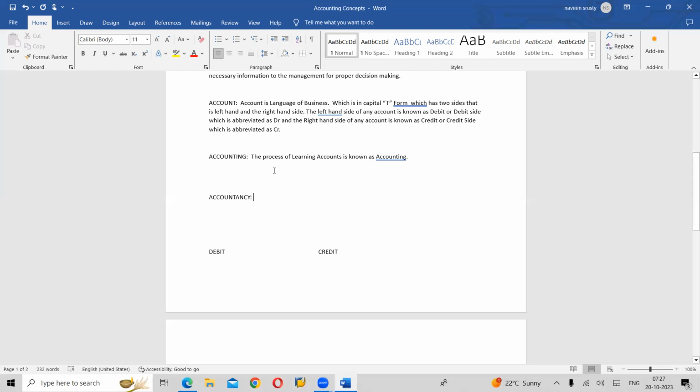Whatever we learned, now on the job we are going to implement, correct? Whatever we have learned, those things we are going to implement. Then that is considered accountancy. Chartered accountancy, what does it mean? Already they have learned and they are going to implement. Clear? The real implementation.